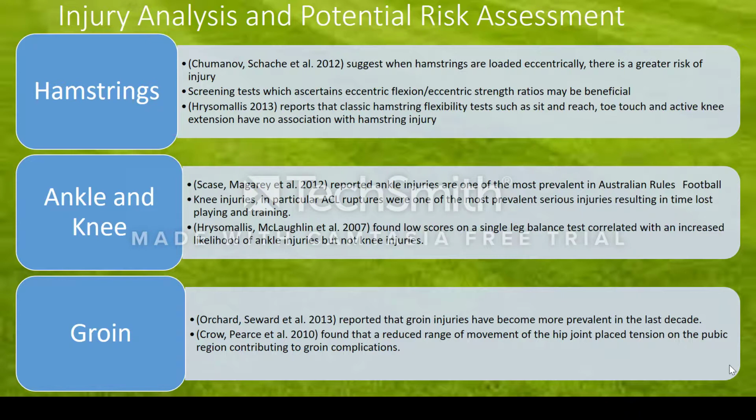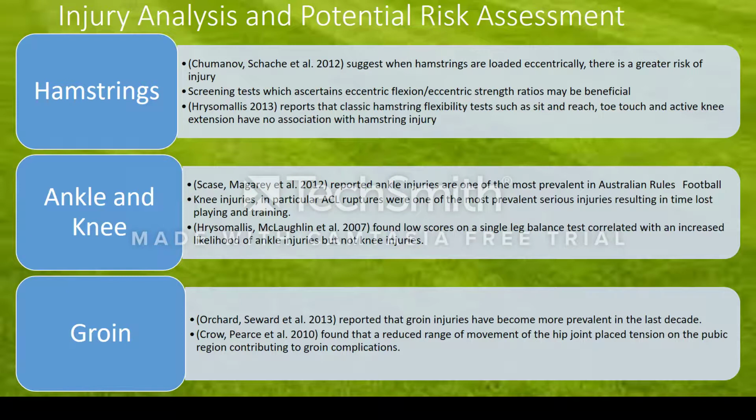There has been a significant amount of research going into hamstring injuries over the years. Chumanov and Shaki suggest that when hamstrings are loaded eccentrically, it puts an athlete at risk of injury. When an athlete is sprinting at the terminal swing phase, the hamstrings are acting eccentrically to decelerate hip flexion and knee extension. A screening test which ascertains eccentric flexion, eccentric extension strength ratios may be beneficial in identifying athletes susceptible to hamstring injuries.